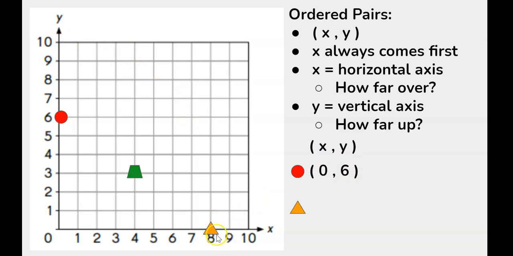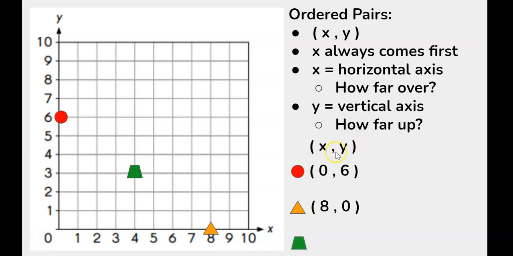Let's look at that orange triangle. Again, if I want to find my ordered pair, I'm doing x and then y. How far over on my x-axis? 8. And then how far up? 0. We didn't go up at all. So the x-coordinate is 8. The y-coordinate is 0. Our last one, let's do this green trapezoid.